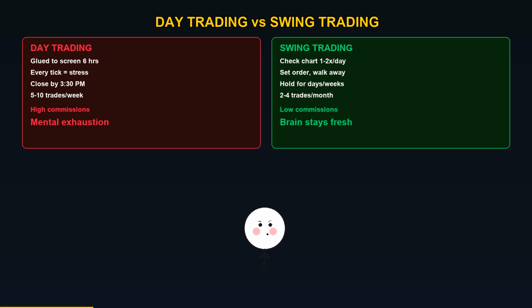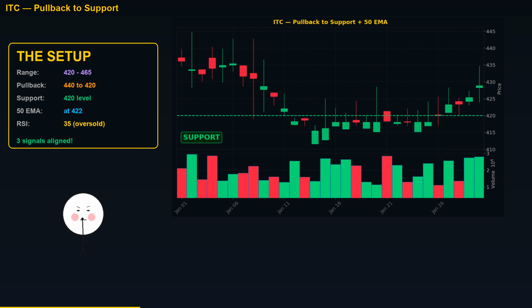Day trading versus swing trading. Day trading means you are glued to the screen. Every candle, every tick. Stress every minute. Close everything by 3:30. You need 5 to 10 trades per week to make decent returns. Swing trading? You check the chart once a day, maybe twice. Place your order. Set your stop. Walk away. 2 to 4 trades per month. Same or better returns. Way less stress. Way fewer commissions.